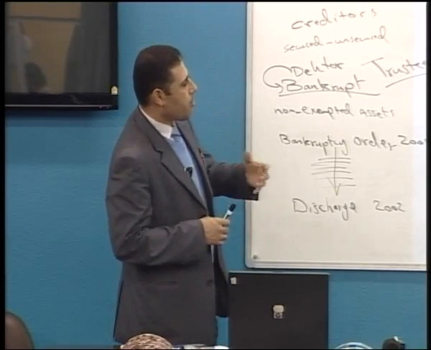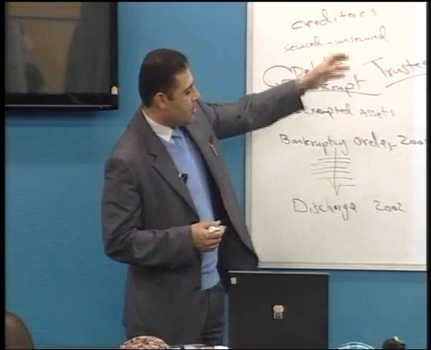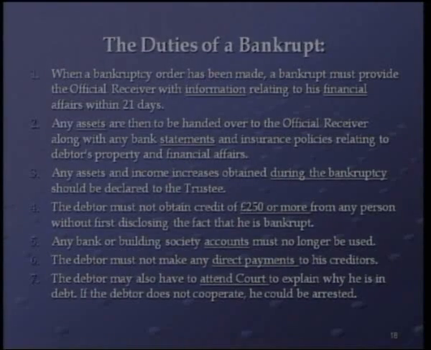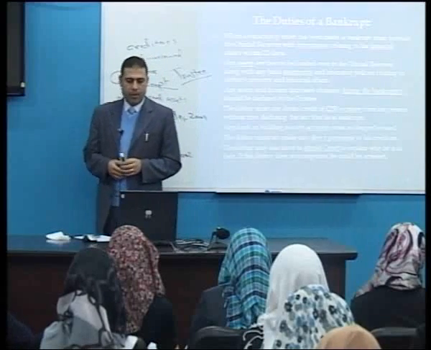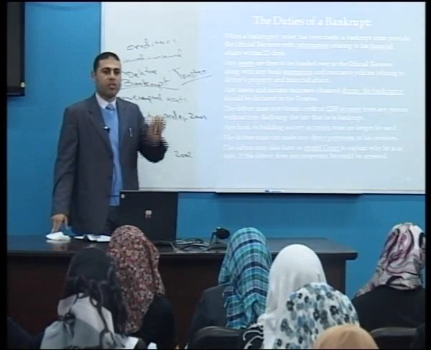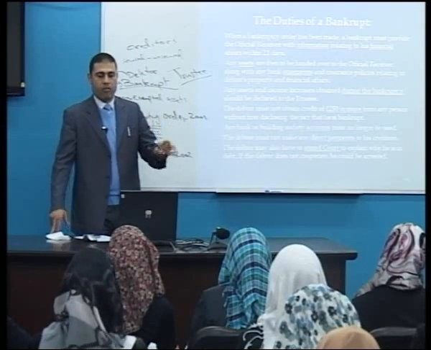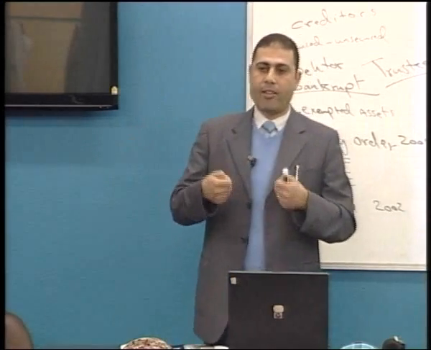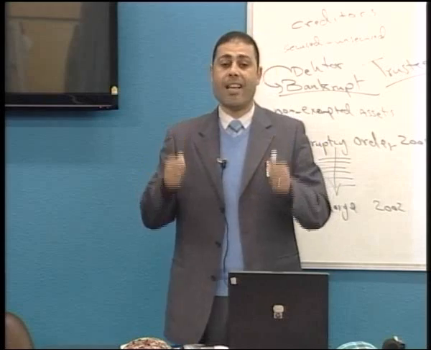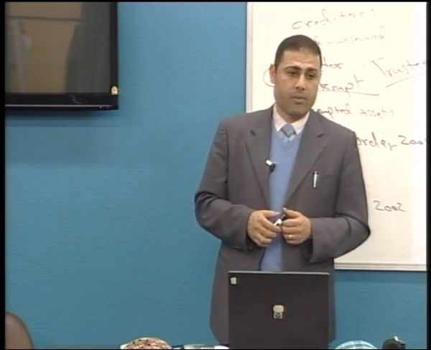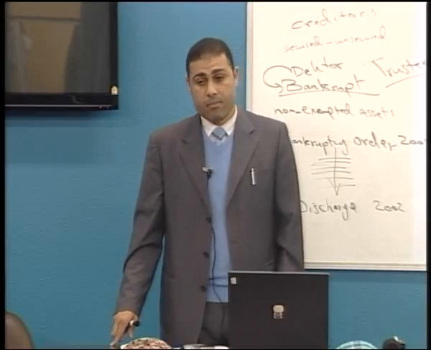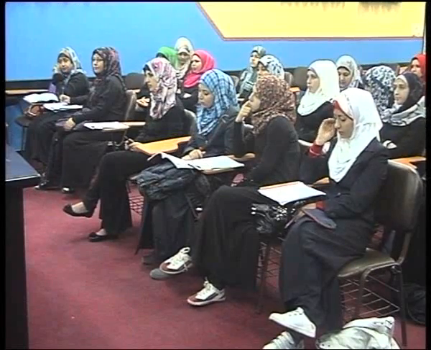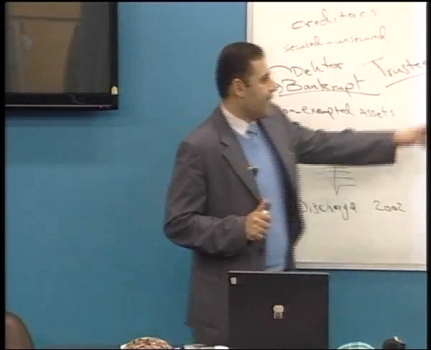The debtor who becomes bankrupt has to provide all what we have here in these points. Number one, he has to provide the official receiver, the trustee, all necessary information on financial affairs, within 21 days from the time he was asked. From the time when the trustee or the official receiver asked the bankrupt to provide information on financial aspects, he has to. If he does not cooperate, consequences will be harsh. He might be imprisoned. Maybe.